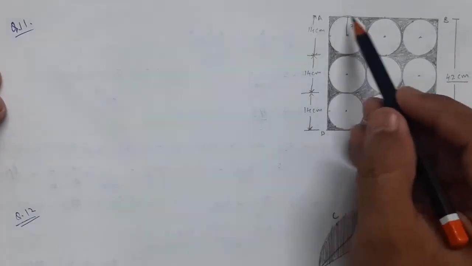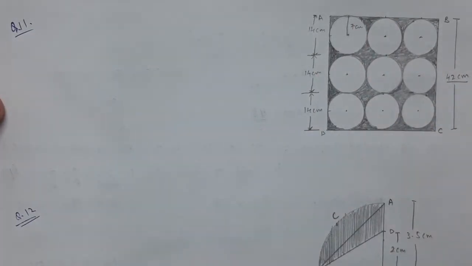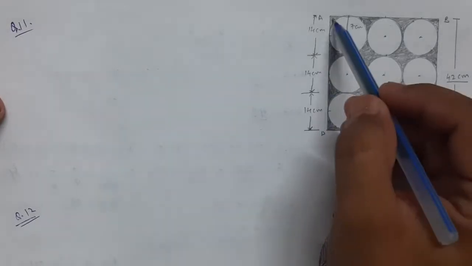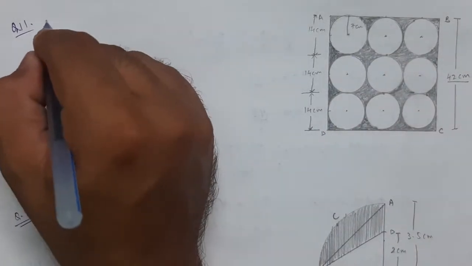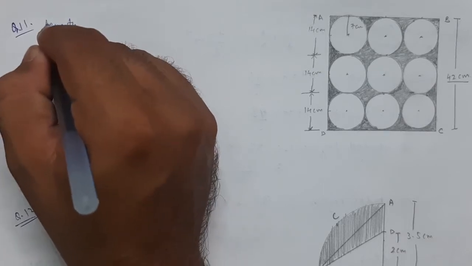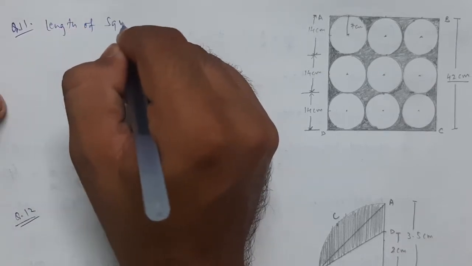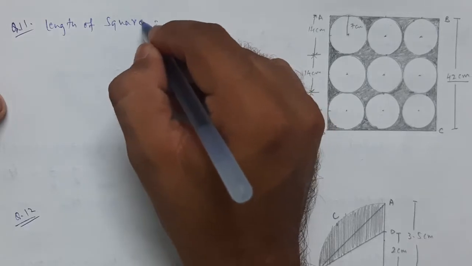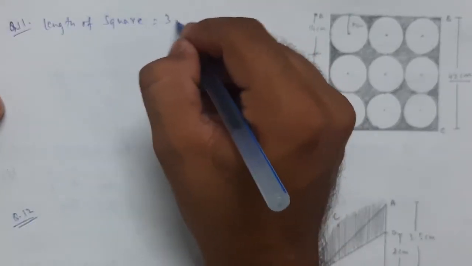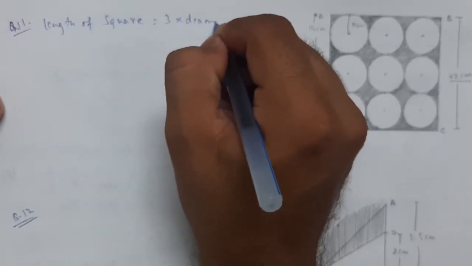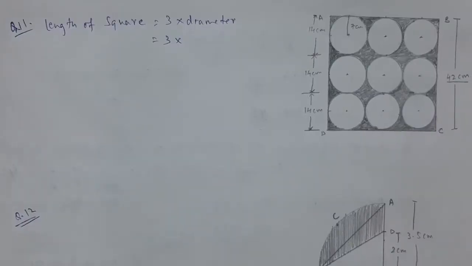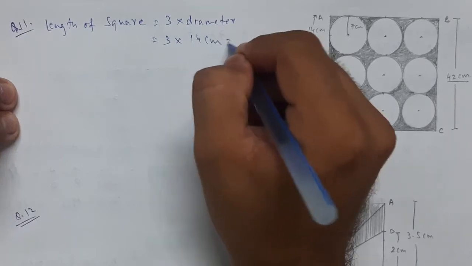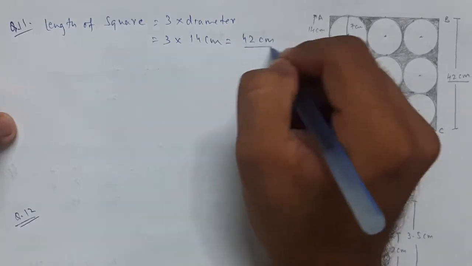So the remaining portion I have already shaded for you. It is a very easy question. Area of square minus area of circle. First, you have to write the length of the square. That will be equal to 3 into diameters, that is equal to 3 into 14 centimeter, that is equal to 42 centimeter.